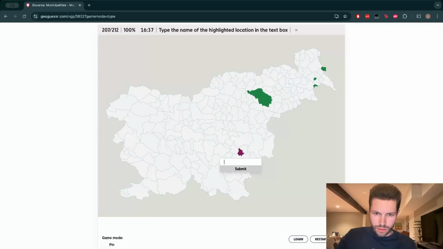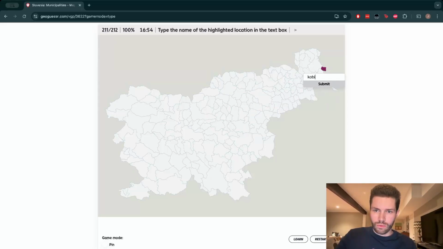This is, wait, should be Šmarješke Toplice. Then we have Razkrižje, Slovenska Bistrica, Odranci, and finally Kobilje.